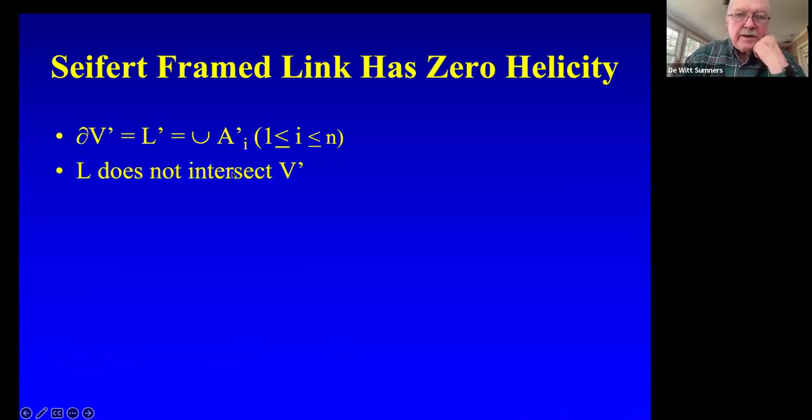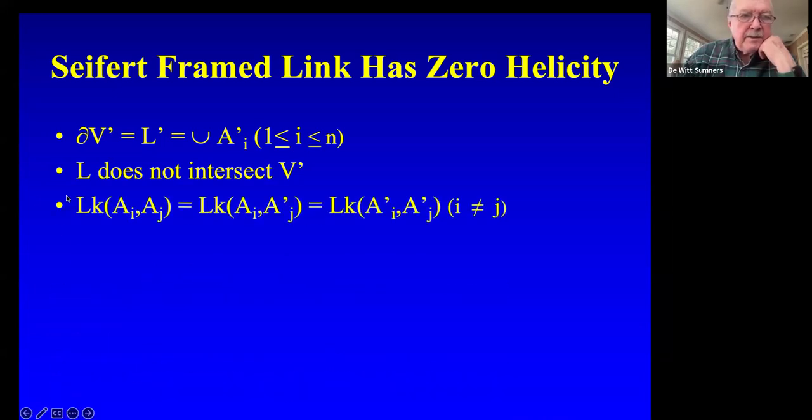Now, L certainly does not intersect V prime. It's living on the interior of all these tubes, and V prime lives completely outside of these tubes. It intersects the boundaries of the tubes. So the intersection of L with V prime is the empty set.